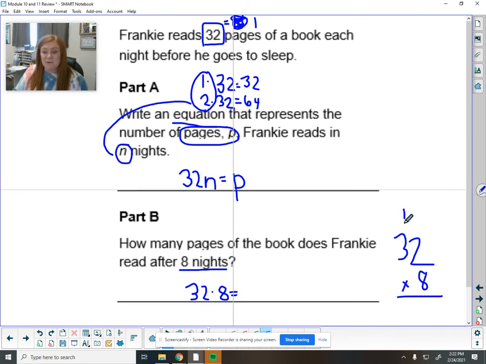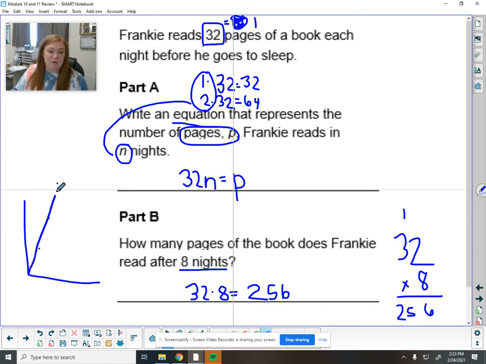So 8 times 2 is 16, 24, 25. So after 8 nights, if he keeps up his pattern, he's read 256 pages. So if we were graphing this, we would go over 1, up 32, over 1, up 32, over 1, up 32, and we would be creating that straight line to show that Frankie has a constant unit rate.